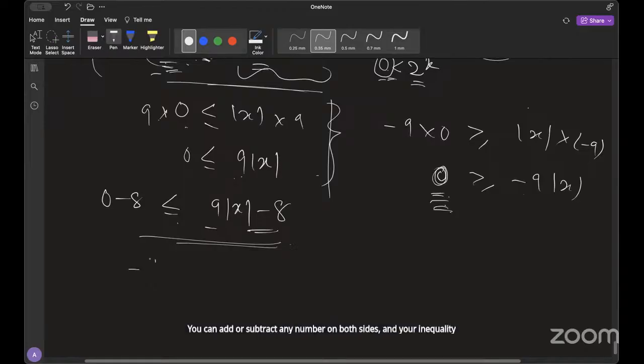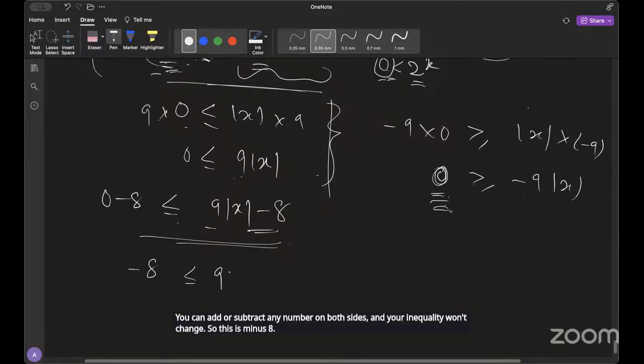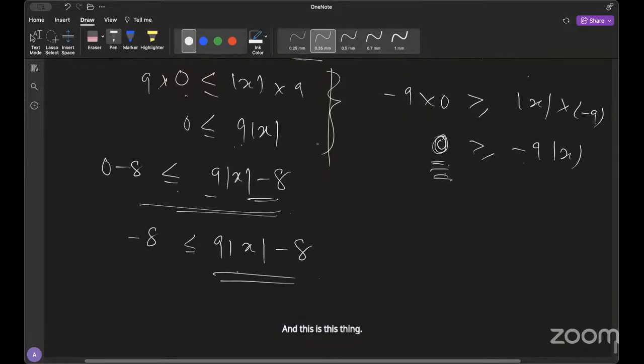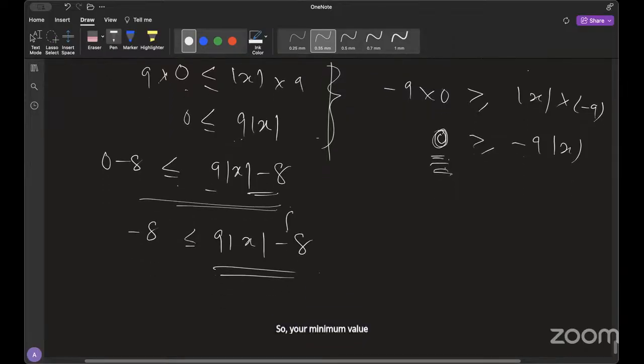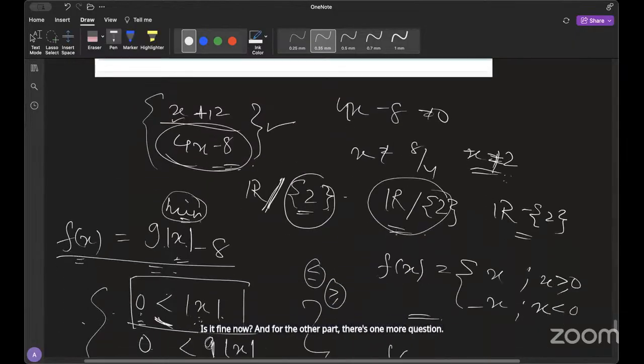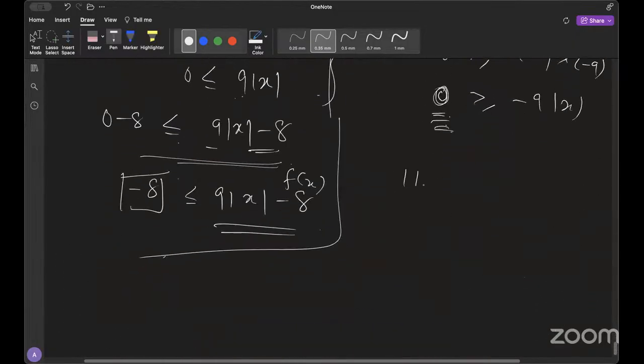inequality won't change. So if this is minus 8 and this is this thing, your minimum value for this function, this is your function, it's minus 8. Is it fine now? And for the other part, there's one more question. This is it. So we'll start with x plus mod 8.